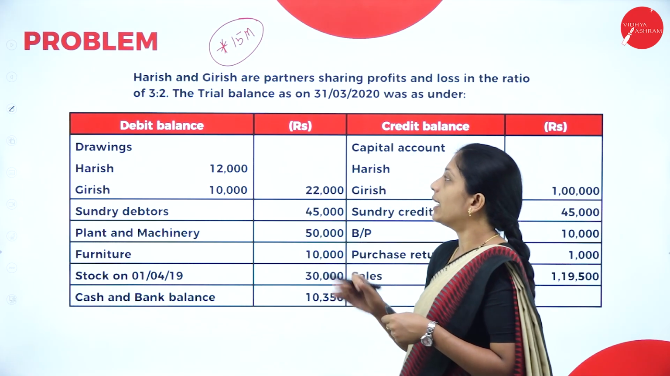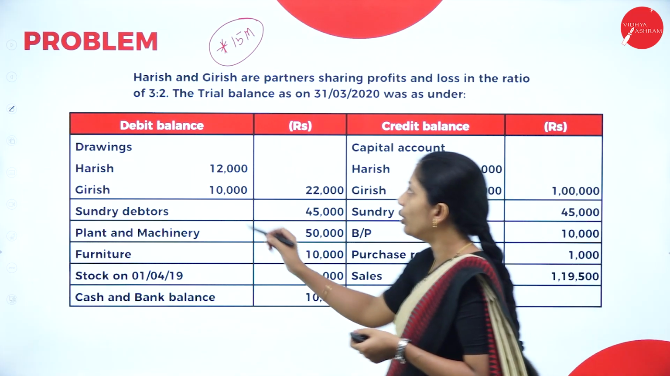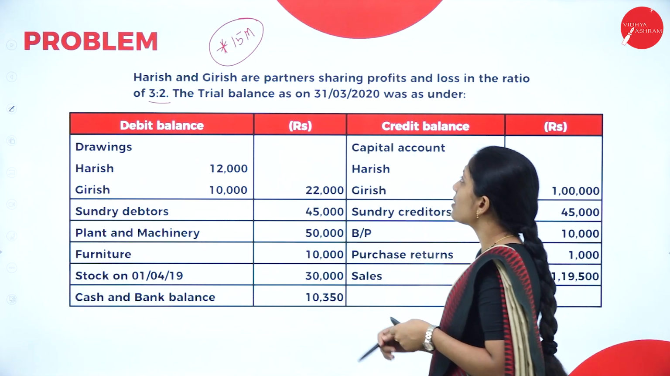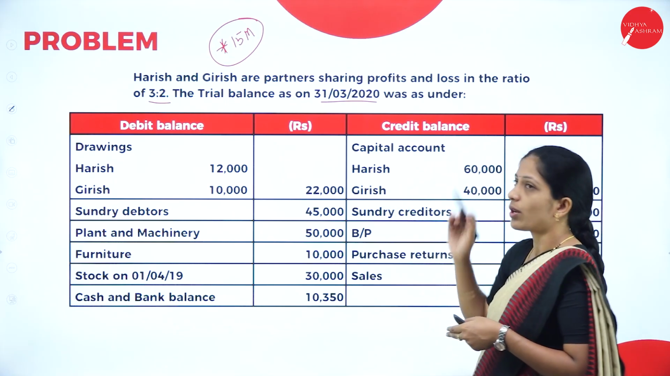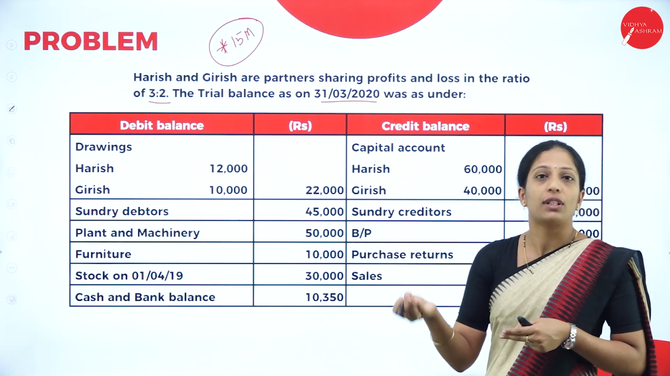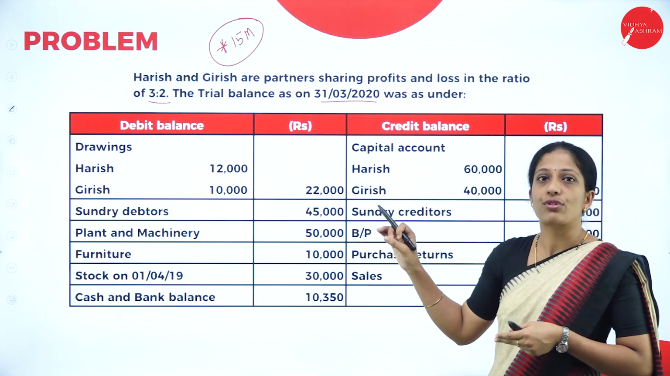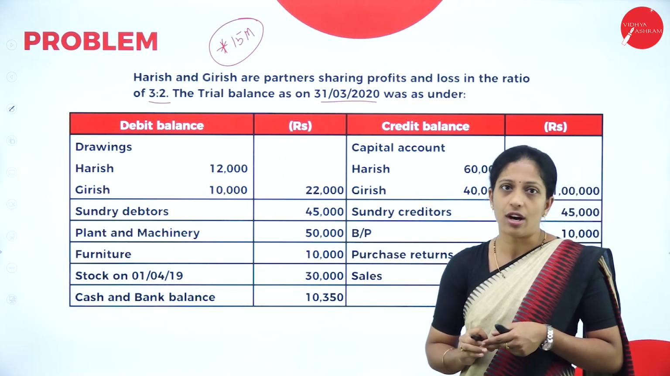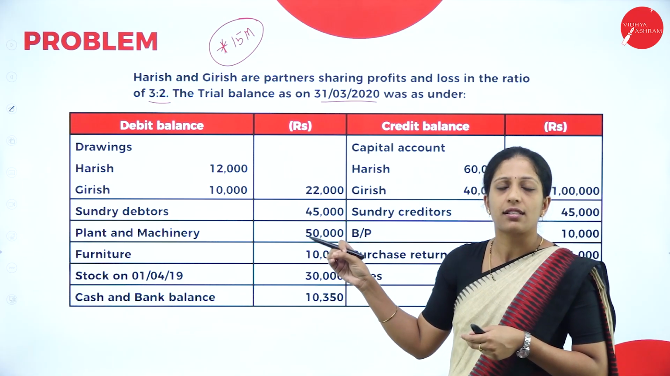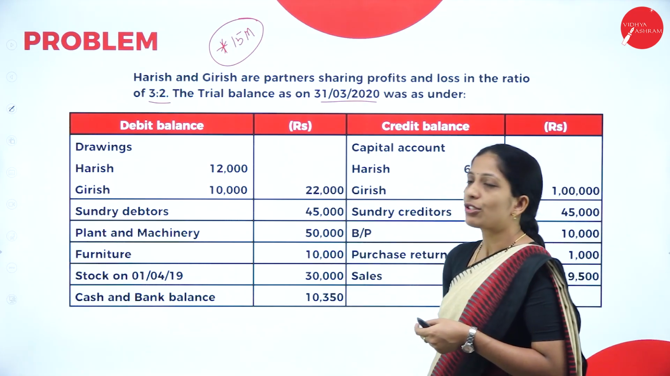Now go through the question here. Harish and Girish are partners sharing profit and loss in the ratio 3:2. So their profit sharing ratio is 3:2. The trial balance as on 31st March 2020 was as under. So they have given us the trial balance. Suppose you have gone through the previous session, now you can easily identify where these accounts in the trial balance have to be recorded in your solution. As and when we are going through each and every account, we shall identify where we have to record it in your solution.